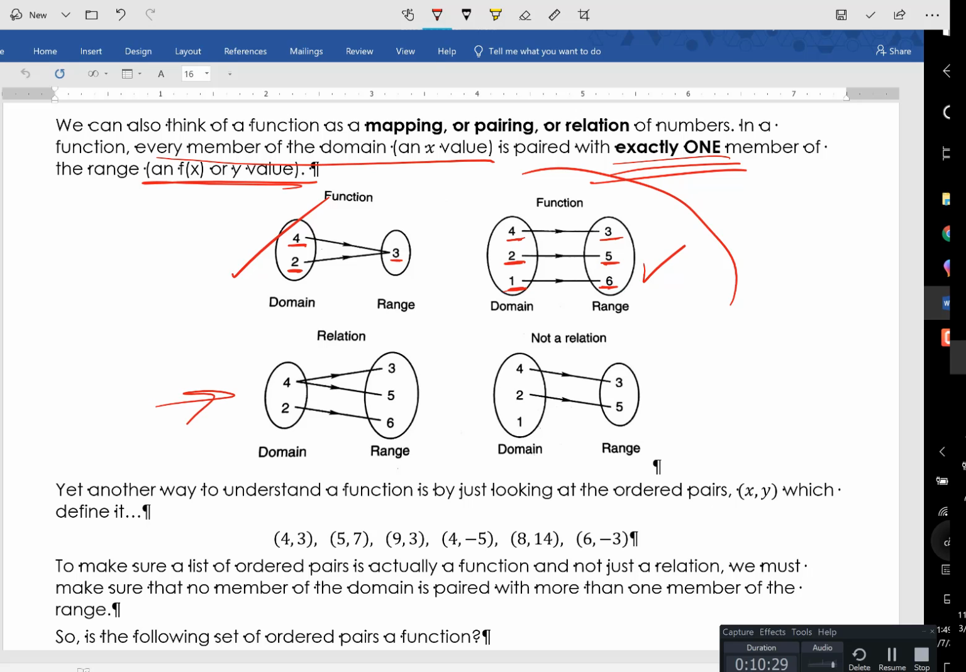All right, let's look at this next one down here. Look at each member of your domain, 4. 4 is mapped to 3 and 5. That's not okay. Each member of the domain is supposed to be mapped to exactly one member of the range. This member of the domain, 4, is mapped to 2 different members of the range. So this is not a function. We would just call it a relation.